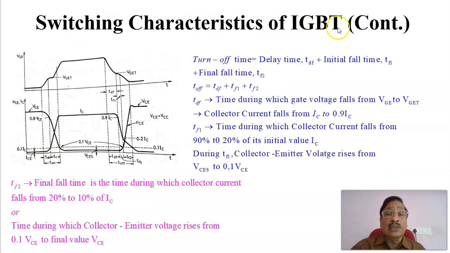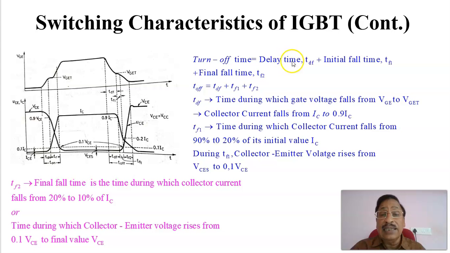Continuing the switching characteristics of the IGBT, in the previous slide I explained the turn on process. It is a sum of delay time plus rise time. During the turn off process, same thing, we have to define what the off time period is. Here the turning off mechanism starts from this instant, and that also constitutes different times. The turn off time is a sum of three portions.